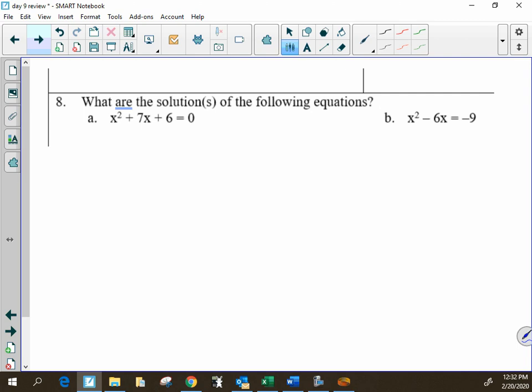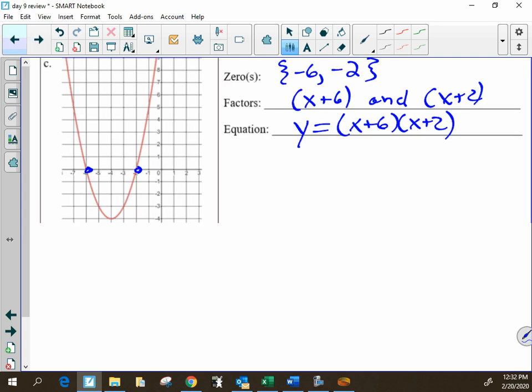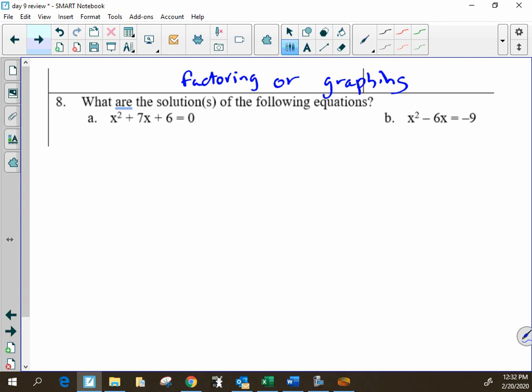Right here for solving, there's 2 different ways I at least taught my class to solve, which is by factoring or by graphing. And if you solve by graphing, you can use Desmos, and then you can just identify the x-intercepts, like on this problem, are the solutions. But if you want to do it by factoring, and this will explain the relationship between factors and solutions, I look for 2 numbers that multiply together to give me 6 that add up to 7, and we've already seen that's x plus 6 times x plus 1.